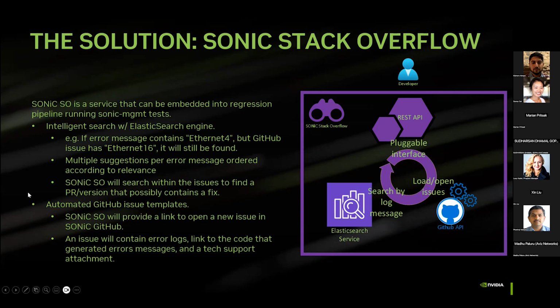It also provides automated GitHub issue templates. So it will provide a link to open a new issue in SONiC GitHub, and a developer only has to click on it if he thinks that it needs to be opened. It will contain error logs, links to the code that generated the error messages, and tech support attachments. So everything is ready to be filed.